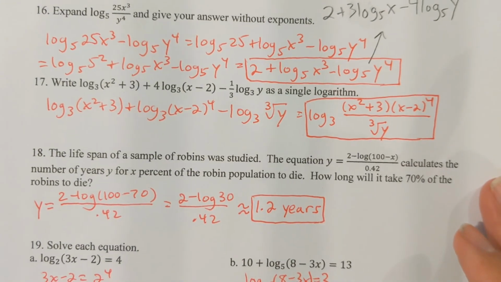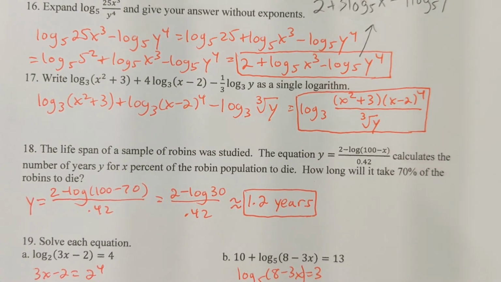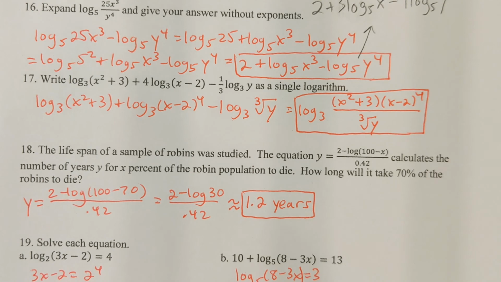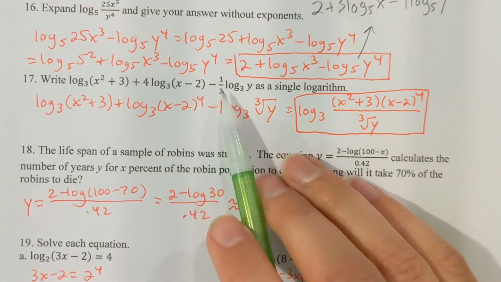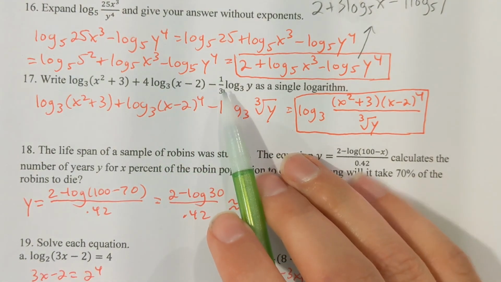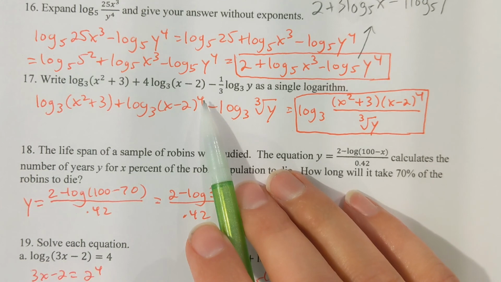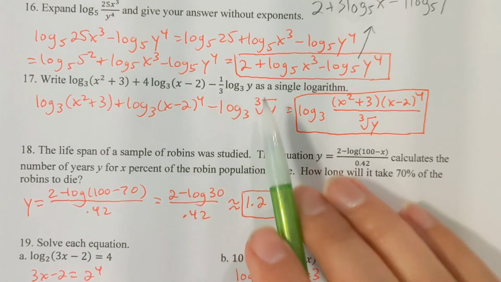Okay, problem 17. Write this expression as a single logarithm. Okay, well, I'd want to take care of the multipliers here. 4 is a multiplier, negative 1/3 is a multiplier. Okay, let's bring those powers inside the logarithm so that they're a power of the inner part.